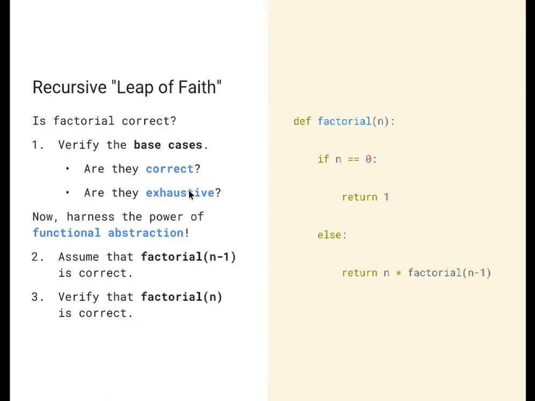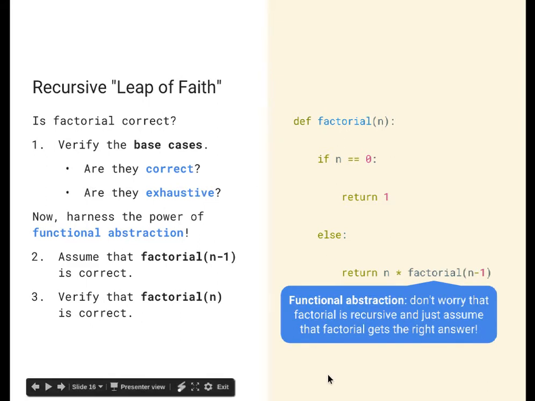All right, so again, functional abstraction. We just don't worry that factorial is recursive and just assume that factorial gets the job done. So we don't worry about the fact that it's recursive or any funny business like that.